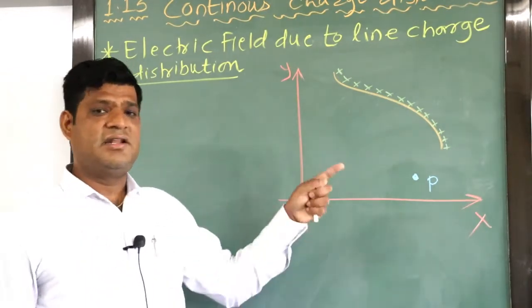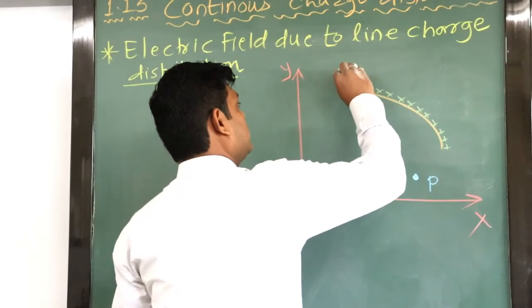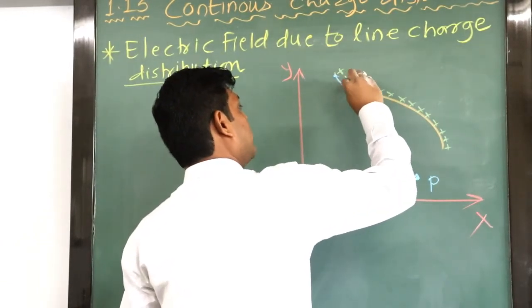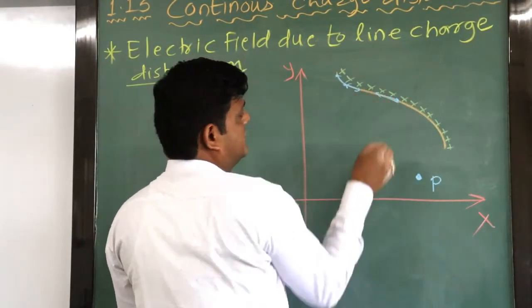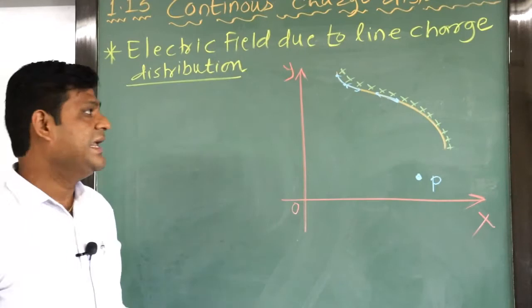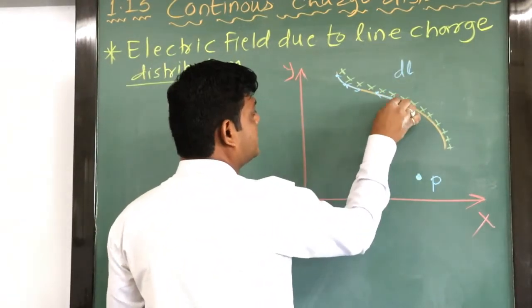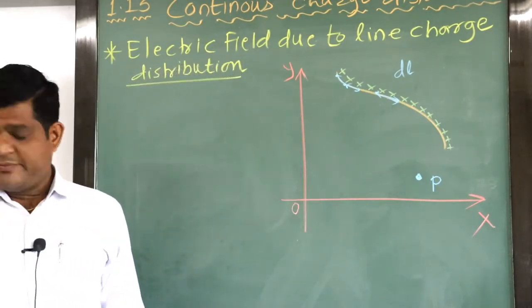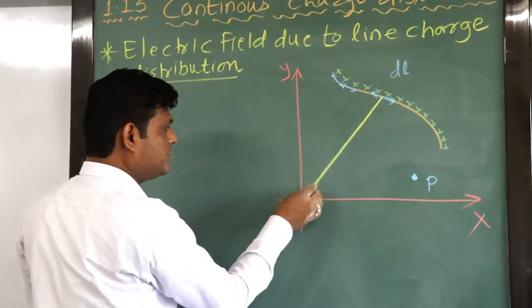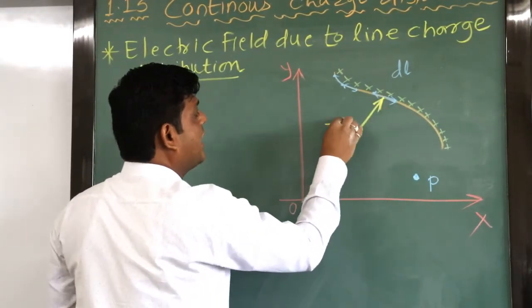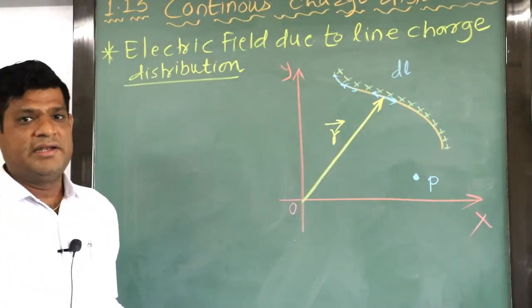Initially, we will divide this line into small line segments. If we divide this line into small segments, suppose we consider one of the small segments. This is known as the line segment. The length of the line segment is suppose dL. We will consider one of the small line segments, and this line is at a position R. See, this is the R vector. So R vector is the position vector of the small line, right?